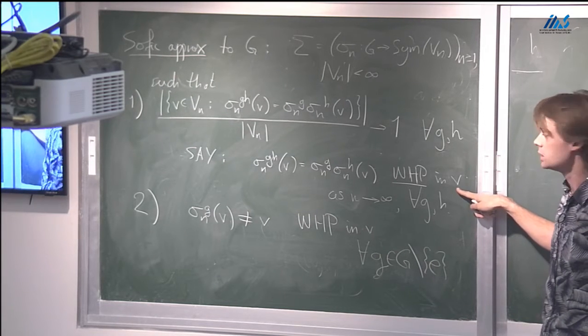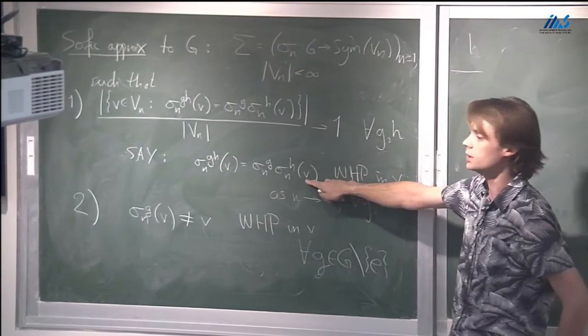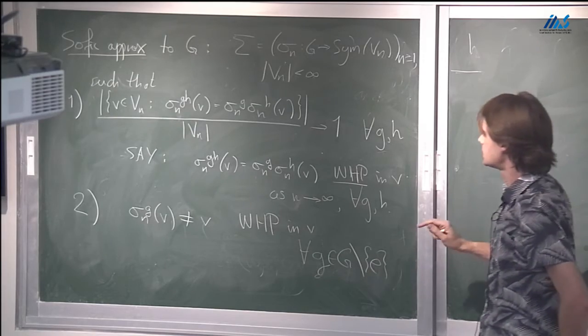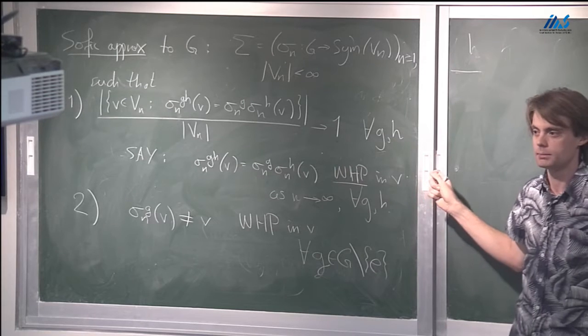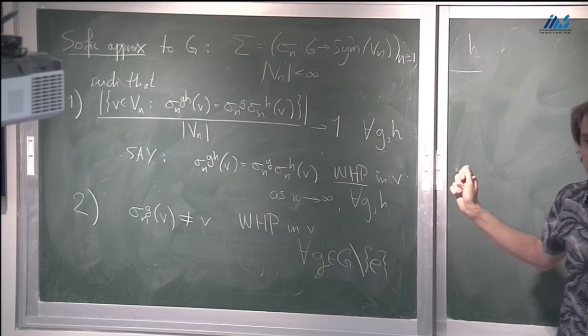Okay, so for each g and h separately, we're saying the group law holds for the action at v with high probability in v. This is absolutely not the same as saying this holds for all g and h with high probability. Right, that would be a lot stronger. But for each g and h that you choose, this starts happening more and more.